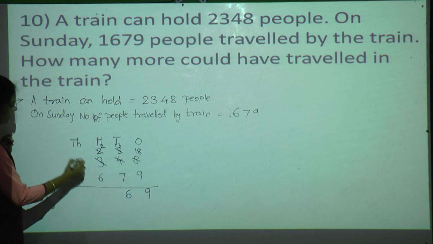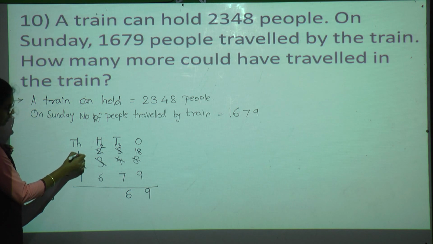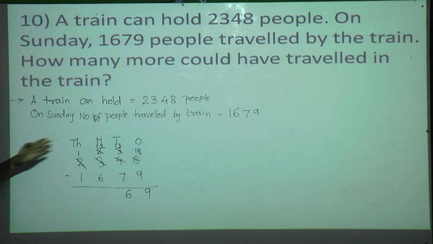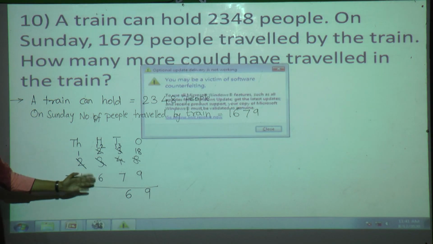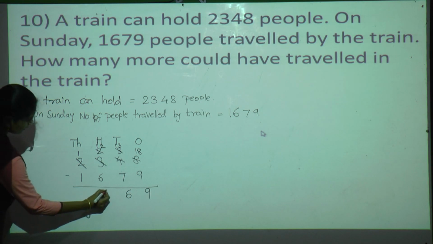Now this neighbor is having 2. Take one borrow from this neighbor. So 2 minus 1, here 1 will remain and this 2 will become 12. Now do the subtraction. 12 minus 6. You can do very easily now. 12 minus 6 is equal to what? After 6 count your fingers till 12. Yes. 12 minus 6 is equal to 6. So write 6 at hundreds place.